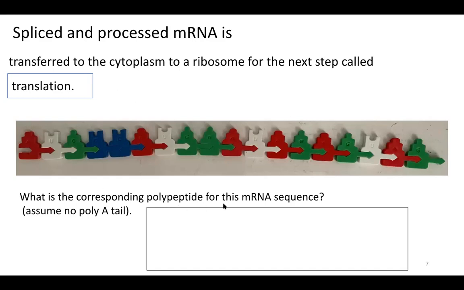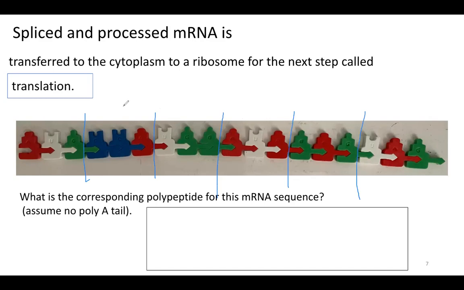So the corresponding polypeptide for this mRNA sequence, assuming no poly A tail or 5' cap, is, we're going to look at this. So here we have AUG, which on your chart, A, U, G is going to code for methionine. So we know that that's our first one. And remember, you're going to break these up into a reading frame of 3 nucleotides at a time.